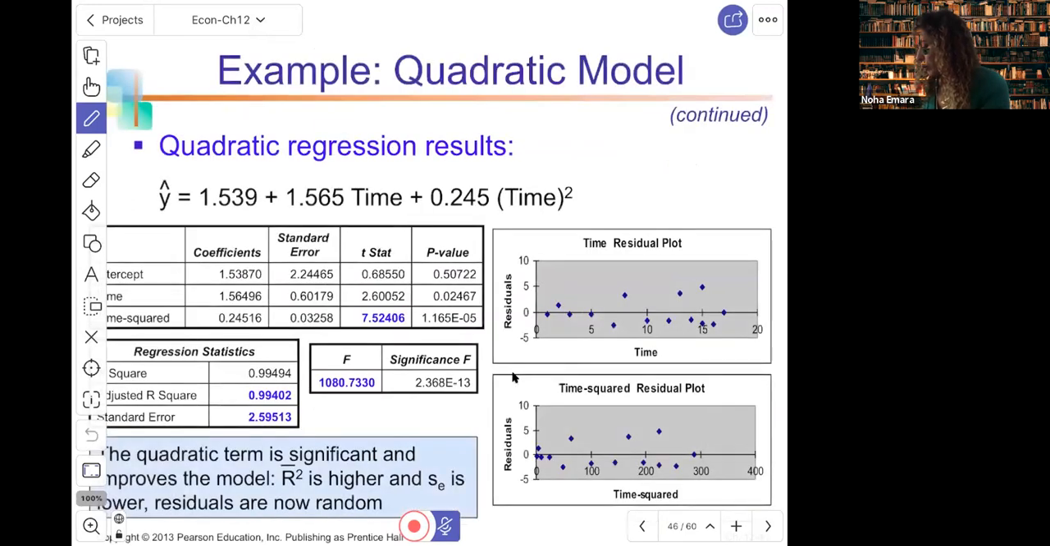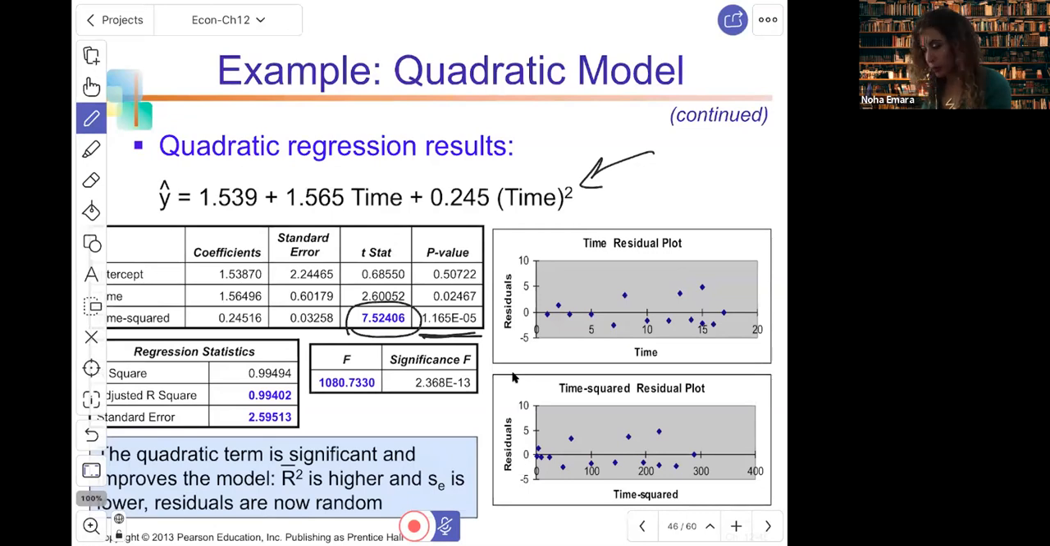Okay, so adding the quadratic term of time, as we see it here, we can see that it's statistically significant. The t-statistic is very high, 7.5. Or even actually just looking at the p-value, it's very, very small, right? It's a scientific number. It's almost zero. So this is telling us that there is almost a zero probability that the null is true. In other words, that the time squared is statistically significant and is needed in the model.